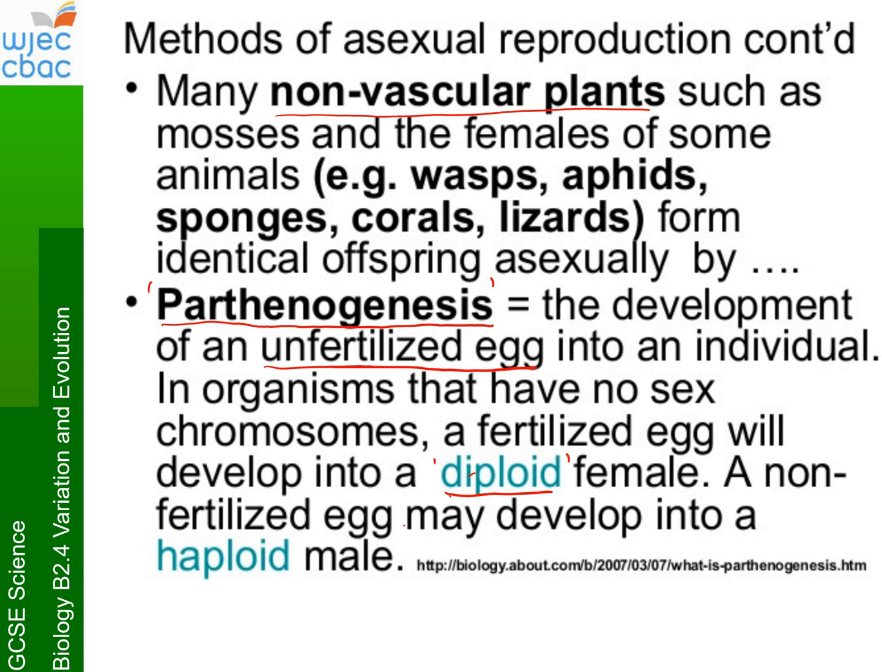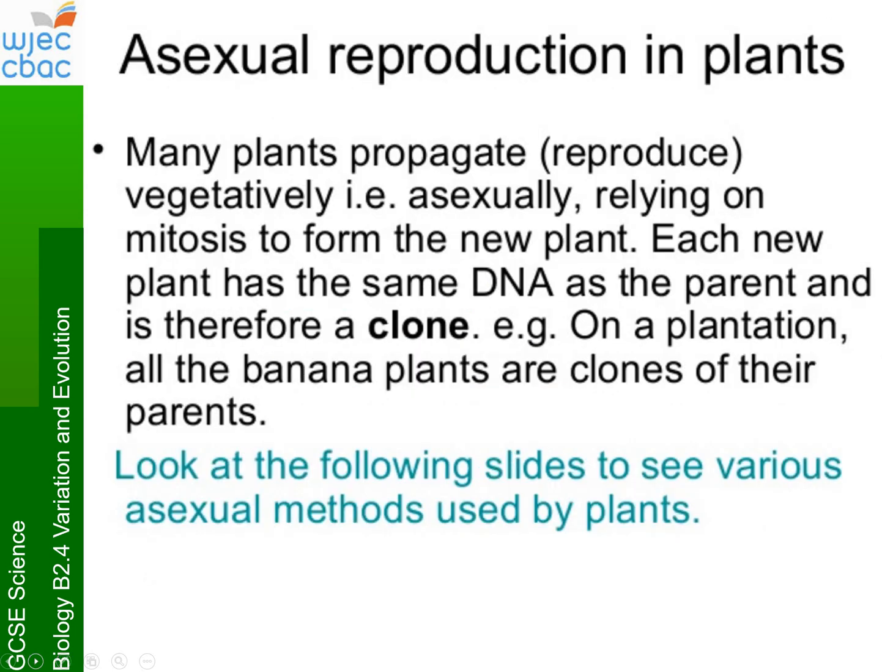A non-fertilized egg may develop into a haploid male, and a fertilized egg may develop into a diploid female. So that is a special type of asexual reproduction, parthenogenesis. So write that down. You can say for wasps, aphids, sponges, corals, lizards.